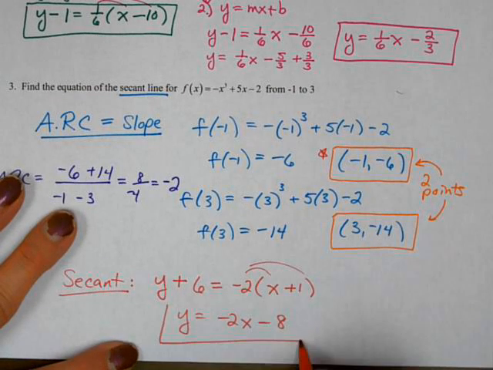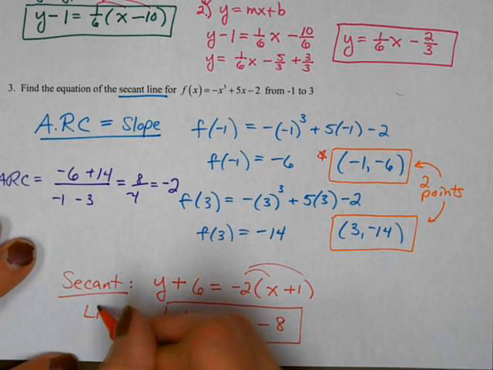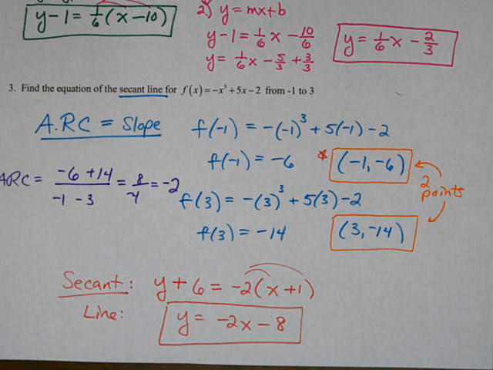Here is the equation of the secant line. It's a straight line. But first you have to find two points and, of course, the average rate of change, which means slope. I hope this helped recap Chapter 1.